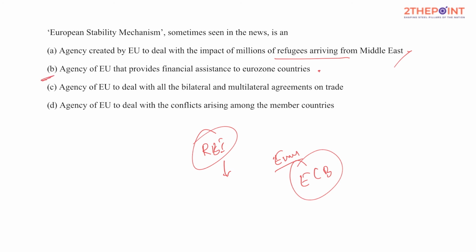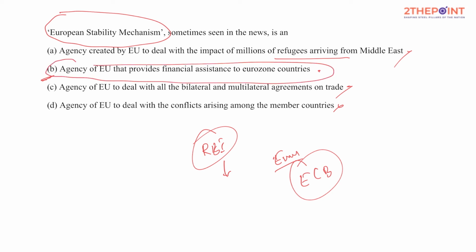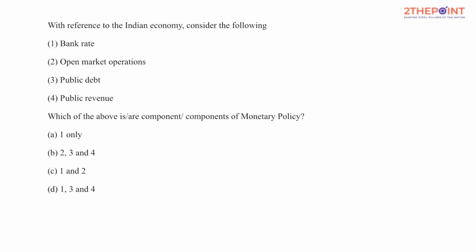Let's keep this, and let's look at the rest, and then we will come back to it. An agency of the European Union to deal with all bilateral and multilateral agreements on trade? No, it has nothing to do with trade. An agency of the European Union to deal with conflicts arising among member countries? No. In fact it is a monetary authority that helps in stabilizing the prices of goods and services and provides financial assistance to member countries. So in fact, my friends, whatever job RBI does for India, it is what the European Central Bank does for the nations that have adopted the euro as a currency. That means Eurozone nations. That's it.